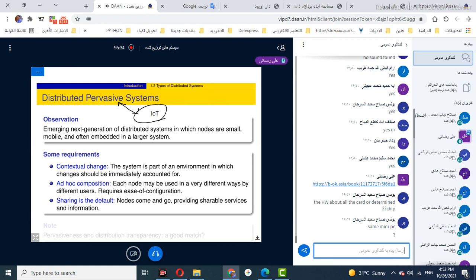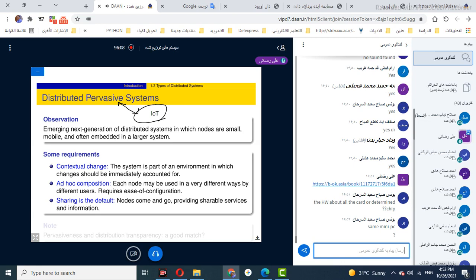The last type of distributed systems is called distributed pervasive systems, or in other words, ubiquitous computing, or ambient intelligence. It basically encompasses a wide variety of different systems which we use in our daily routine.